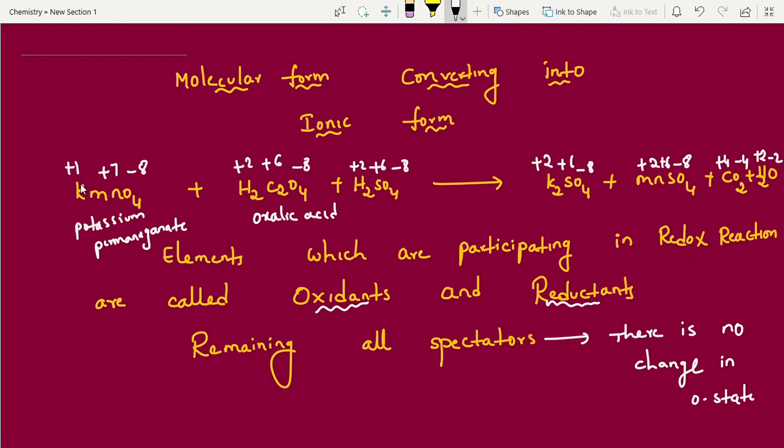Here, if you look into potassium, here +1, here also +1. But two potassiums are there, students, so +2. Each potassium is +1, right? So there is no change in the oxidation state. If you look into sulfur, sulfur also has no change in the oxidation state. So potassium and sulfur are what we call spectators. Okay, manganese goes from +7 to +2. Carbon, each carbon is +3 oxidation state, here +4, so there is a change. Water also, oxygen is -2, -2, no change.